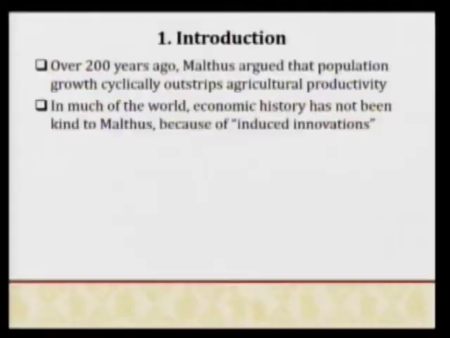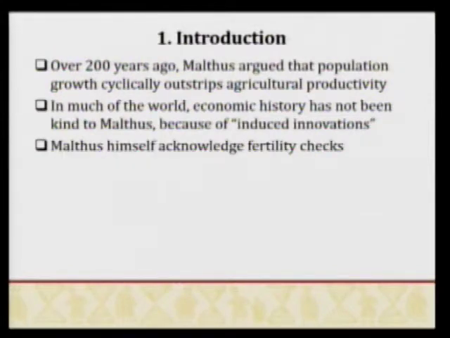So 200 years ago, Malthus, who I'm sure you've all heard of, argued that population growth cyclically outstrips agricultural productivity. It was a very dire prognosis. But in much of the world, economic history has not actually been particularly kind to Malthus because of various, what you might call, induced innovations.